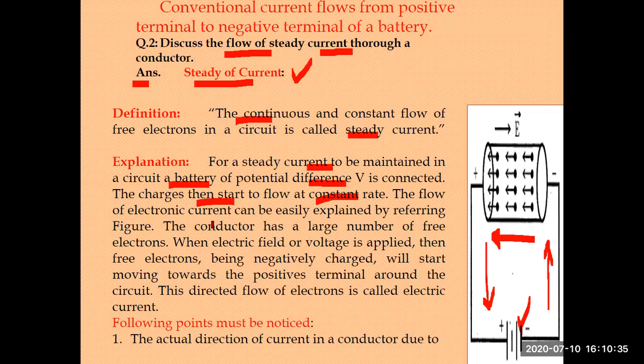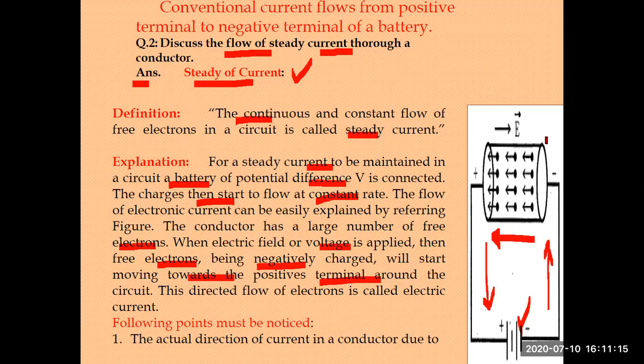So here is the direction of the electronic current. The flow of the electronic current can be easily explained with the help of this figure. The conductor has a large number of free electrons; we have already discussed where the free electrons are. When an electric field or a voltage is applied, the free electrons, being negatively charged, start moving towards the positive terminal. These electrons get some electrical energy from the battery terminal, and they use this energy to overcome the repulsive forces and move against the electric field.